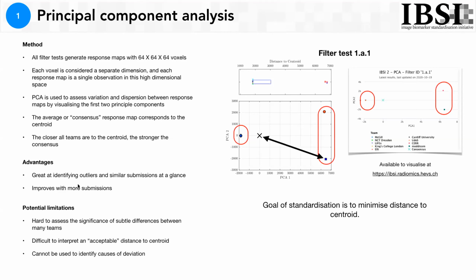Although the potential limitations with utilizing PCA is that it's hard to determine if there's subtle differences between many teams. If there's obvious outliers, it's very quick to identify, but if there's subtle differences, it's hard to determine whether that's significant. And then we also cannot use it to identify the cause of deviation. We can just see that there's some kind of difference between the teams.